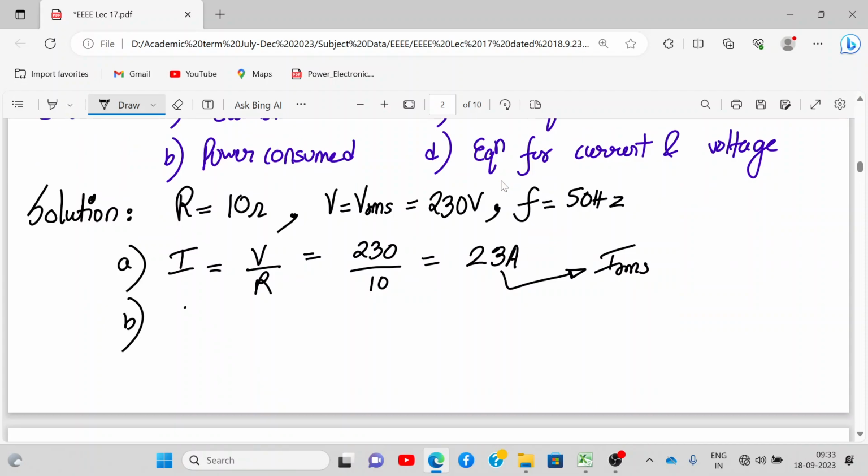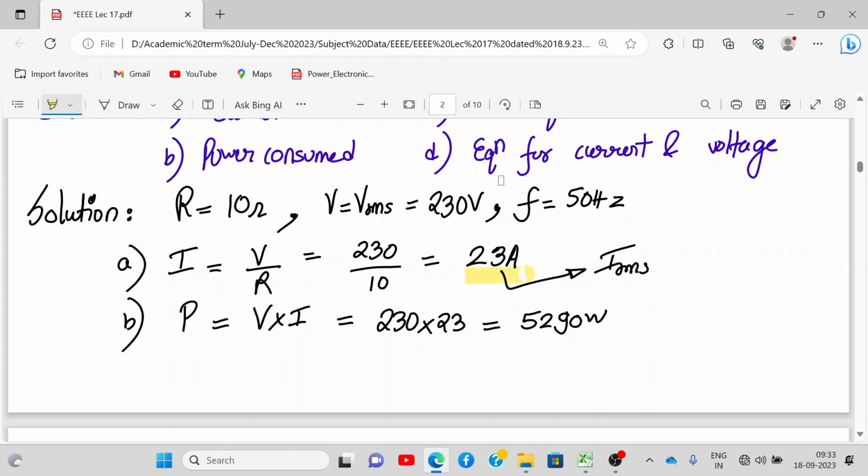Next, we need to find the power consumed. Power consumed will be average power, so that will be V into I. 230 into 23. How much is that? 5290. Please check the value.